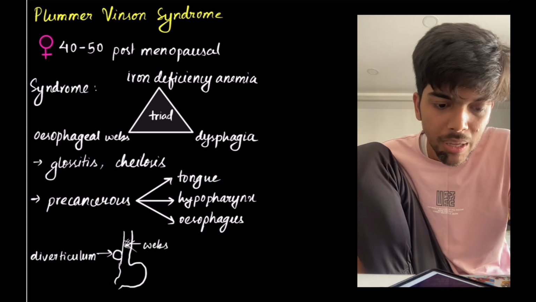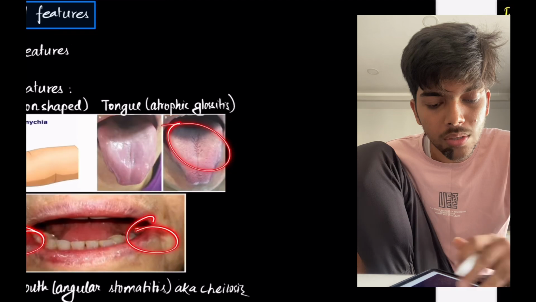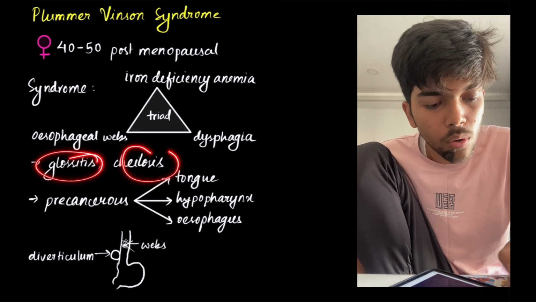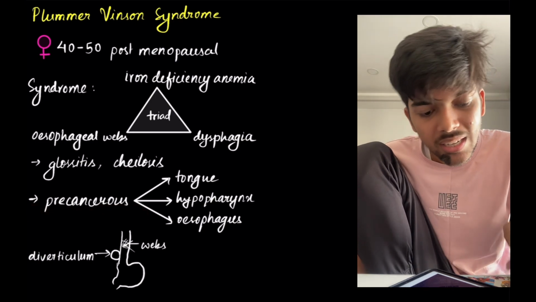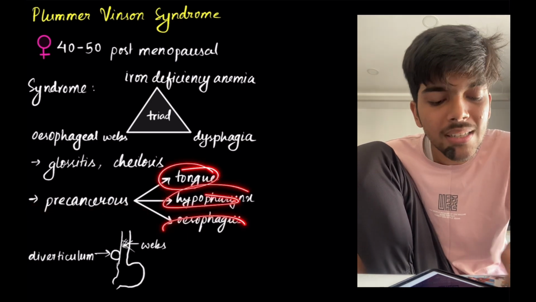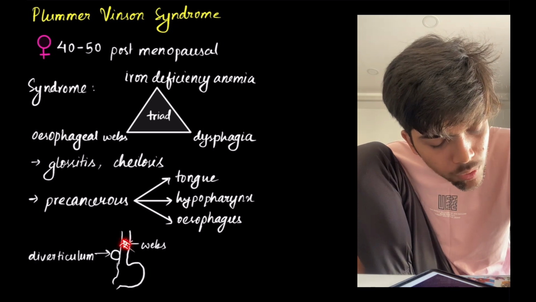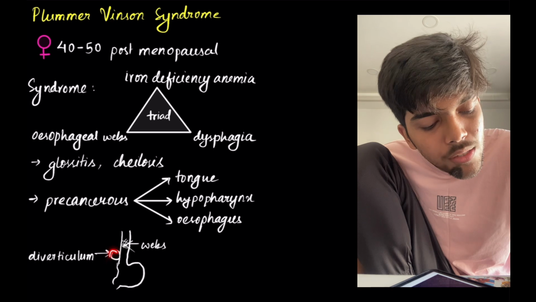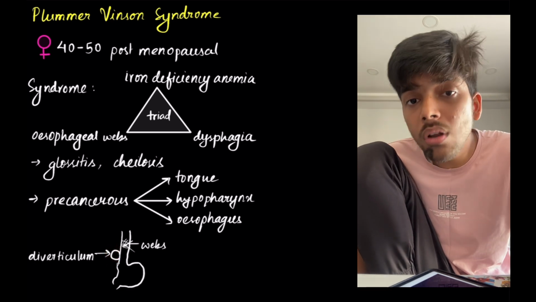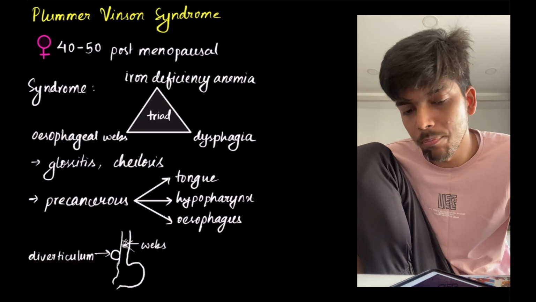Along with that, your typical features of iron deficient anemia like cheilosis and atrophic glossitis. Cheilosis and glossitis is also seen. The syndrome is also precancerous because it can lead to cancer of the tongue, hypopharynx, as well as esophagus. One small concept: this thing that was formed inside the esophagus is a web, but if on the outer wall of the esophagus, or outer wall of any part of the gut, a swelling occurs, that's a diverticulum.